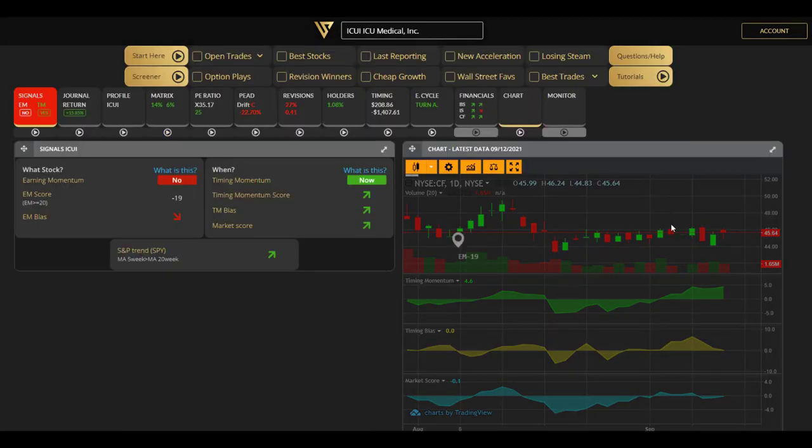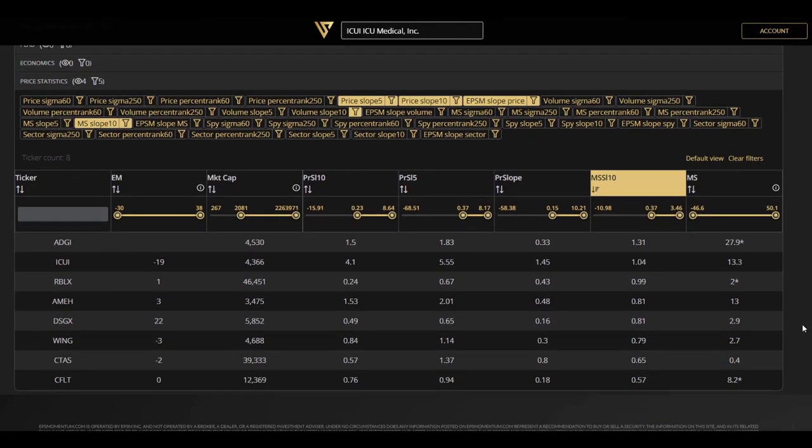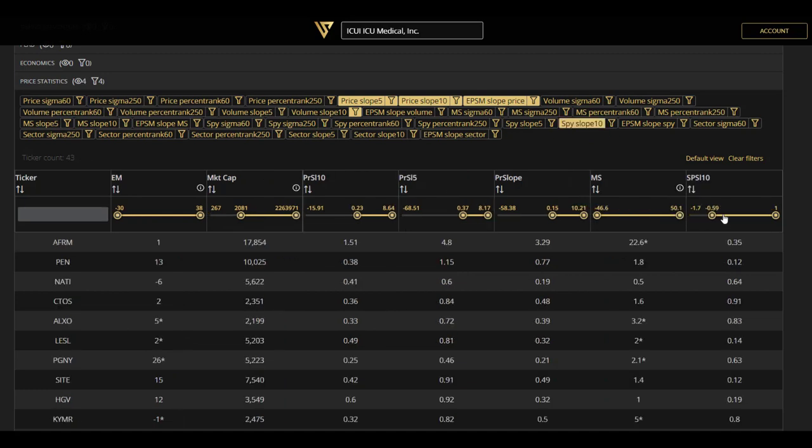And then we get ICUI, right? And so we get very positive MS here shooting up. We can also filter by sigma of MS if we want. So that is very powerful. Same thing with the SPY. So here it's the ratio of the stock to the S&P, right? So I want the actual stock beating the S&P over the last 10 days. I want the S&P ratio to increase.